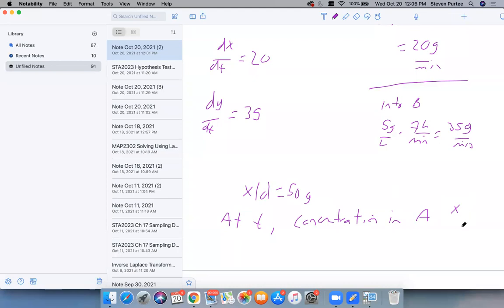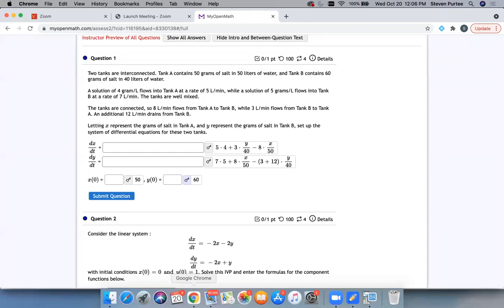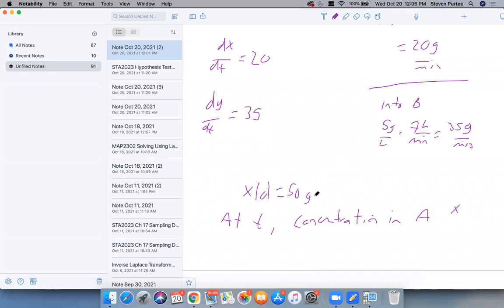I've got to think about this for a second. Oh, okay. Yeah, I had the right number, but I used the wrong thing because that's not grams per liter. So this is true, but that's not what I care about. So initially, 50 liters of water in A. Who cares how much salt was in there? There were 50 liters of water. So my initial concentration was 1 gram per liter, right? 50 over 50. That was my initial concentration.